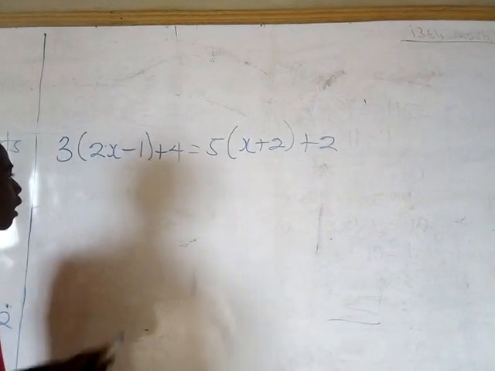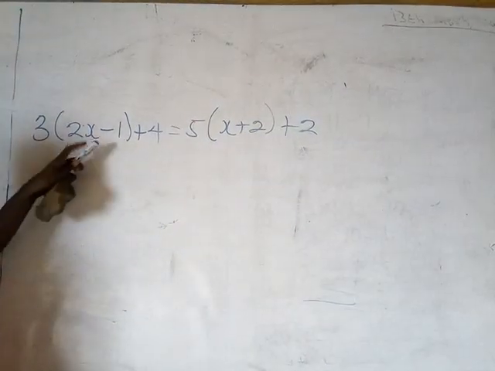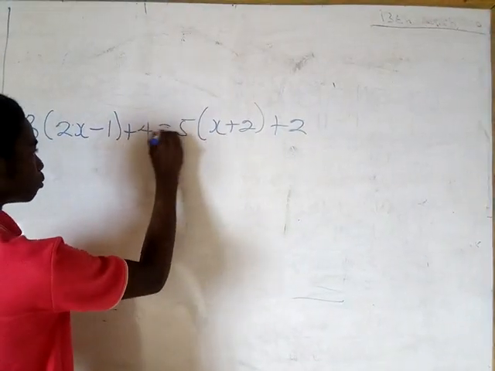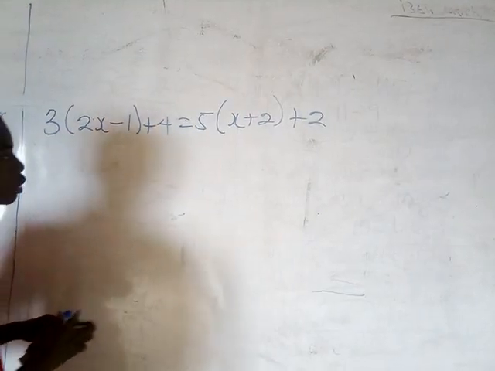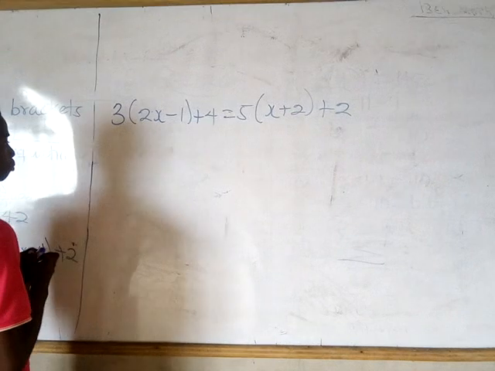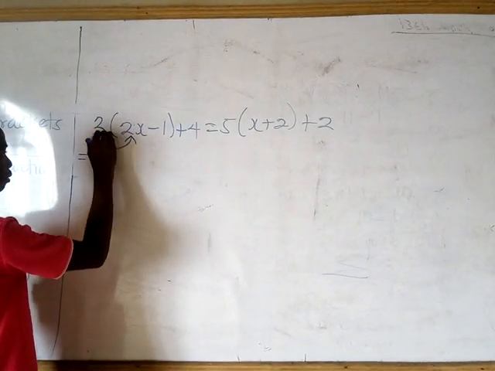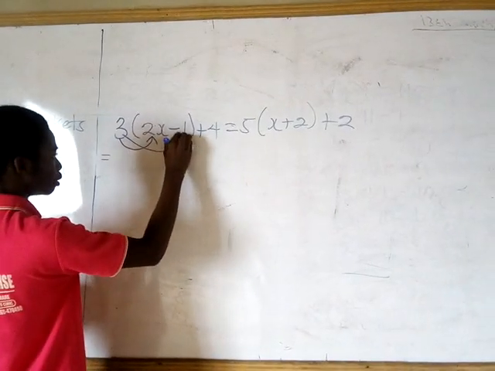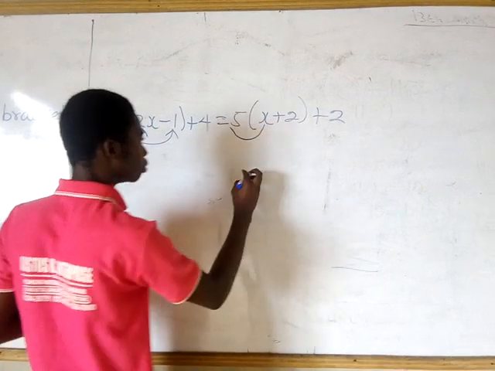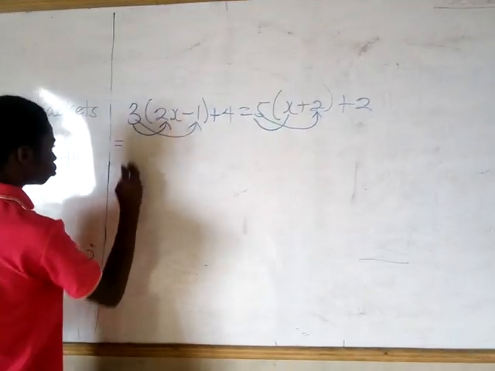Okay, so this is the last example. So here we are given 3(2x - 1) + 4 equals to 5(x + 2) + 2. So here you are going to do what? Multiply 3 by what? 2x, and again multiply 3 by what? Negative 1. Here you are going to multiply 5 by what? x, and multiply 5 by what? 2. So let's go on.